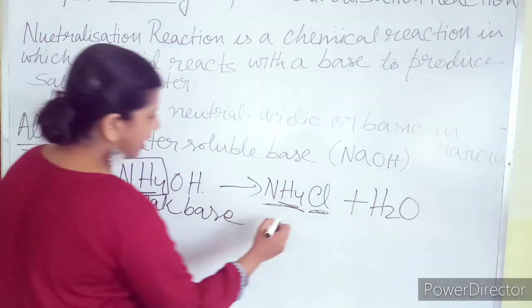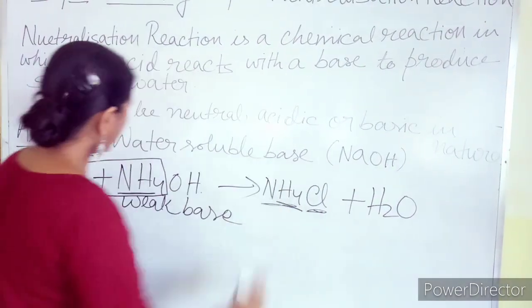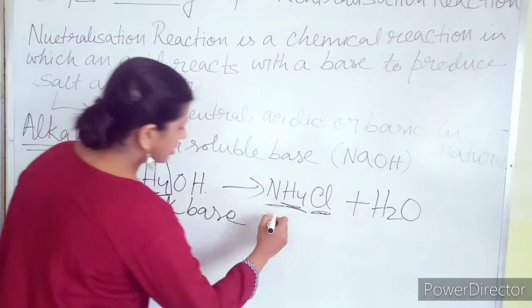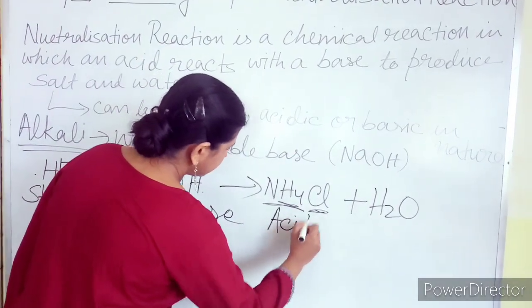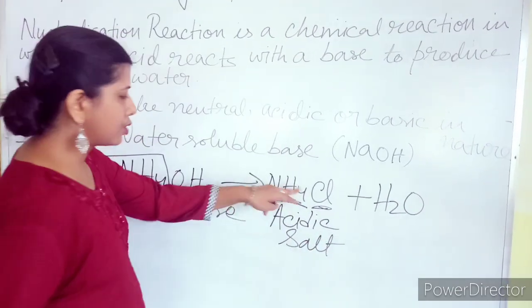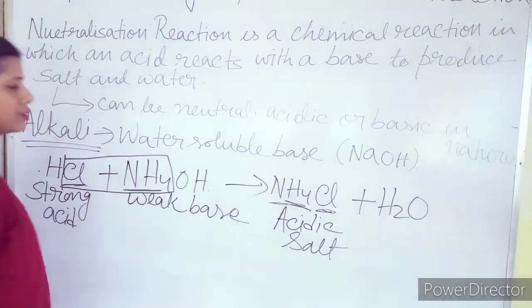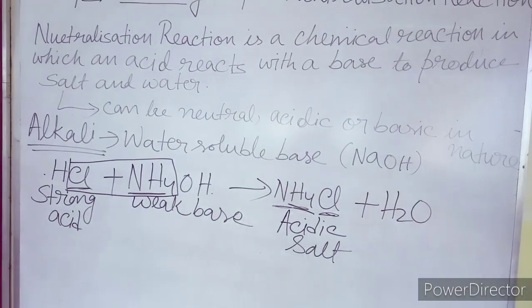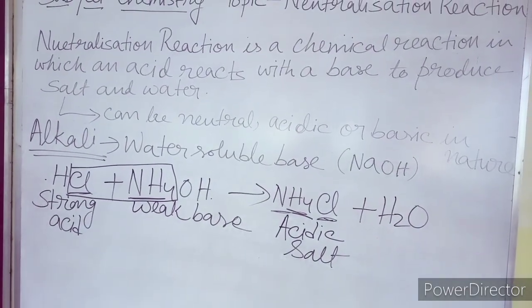Now this one is the nature of this salt. What will be the nature? The nature will be acidic. This one is acidic salt. It is not acid, but it is acidic salt. When dissolved in water, then acid is produced.